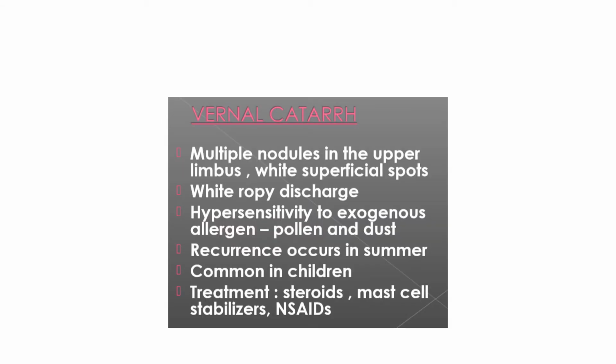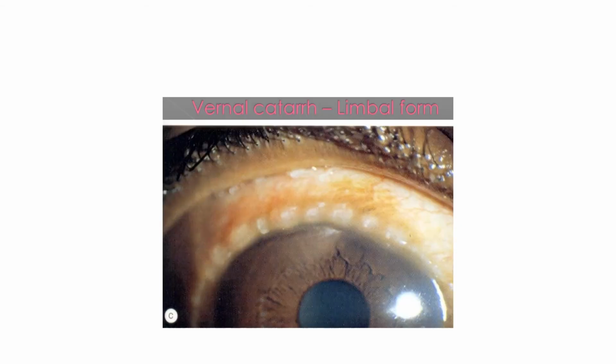Vernal catarrh, limbal form. Multiple nodules in the upper part of the limbus are seen as white superficial spots or dots. Patient usually complains of white ropey discharge, usually seen in young boys. It is a bilateral condition. Hypersensitivity reaction to exogenous allergens like pollen and dust. Recurrence is common and tends to occur in summer. Treatment is usually steroids, mast cell stabilizers, and NSAIDs. You can see here multiple white dots in a series around the limbus. This is a limbal form of vernal keratoconjunctivitis.